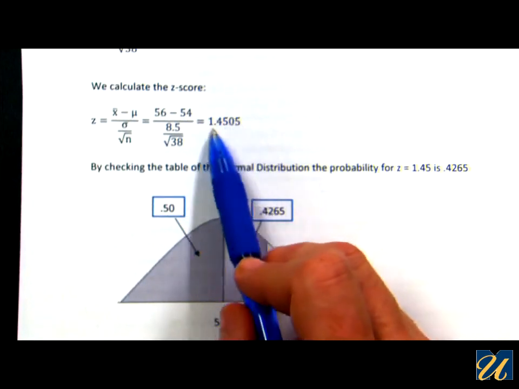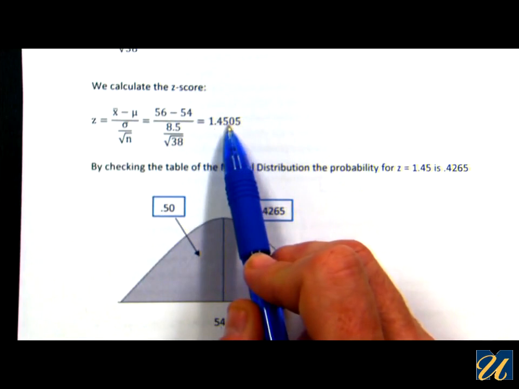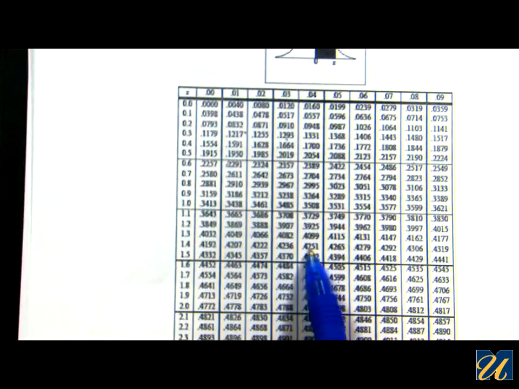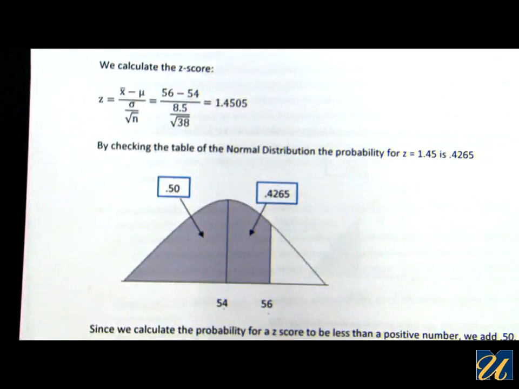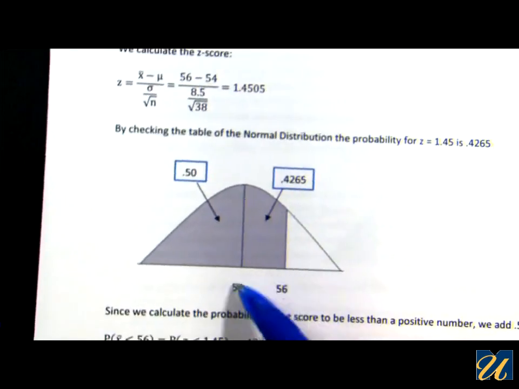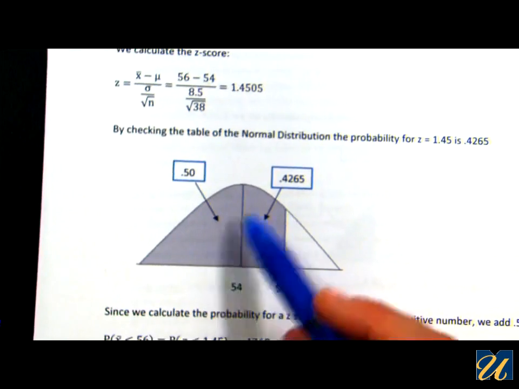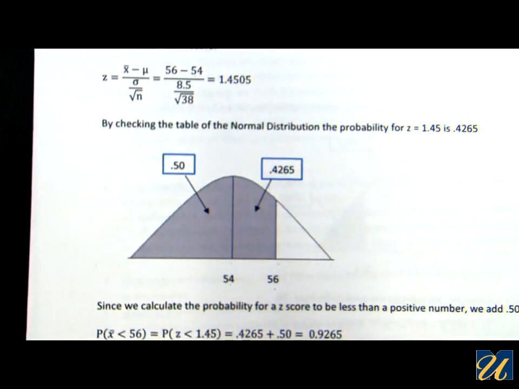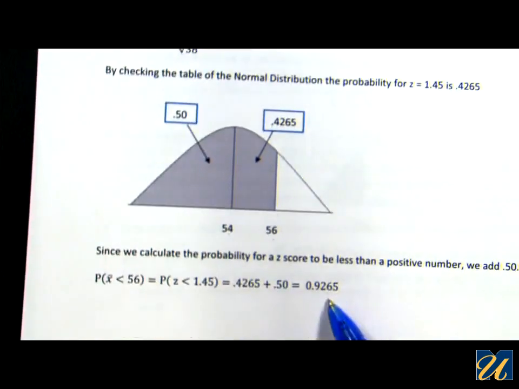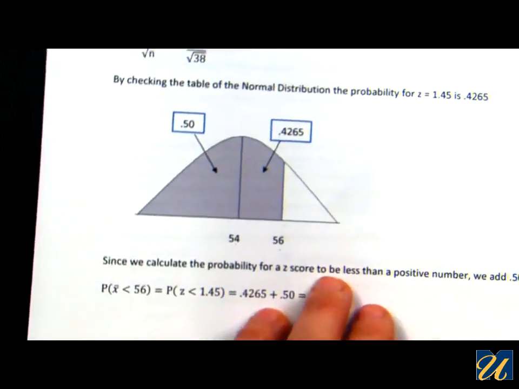1.4505. We always round to the second decimal because this is where our table goes up to. So in this case, 1.45, which corresponds to 0.4265. 0.4265 is the area from 54 to 56. I'm looking for the whole thing, so I simply add the 0.5 on the other side, and the probability that I'm looking for will be 0.9265.